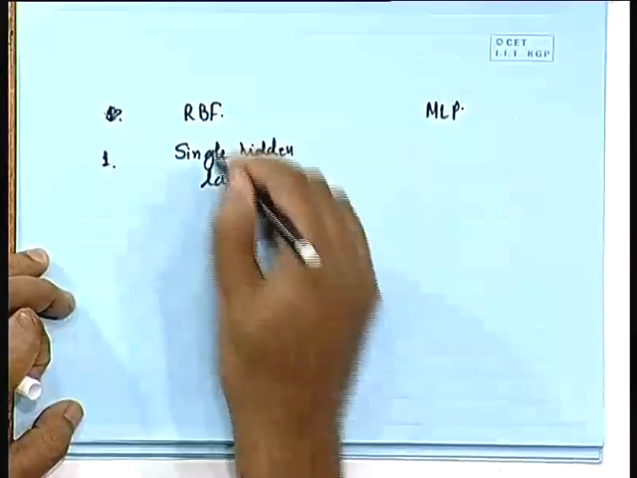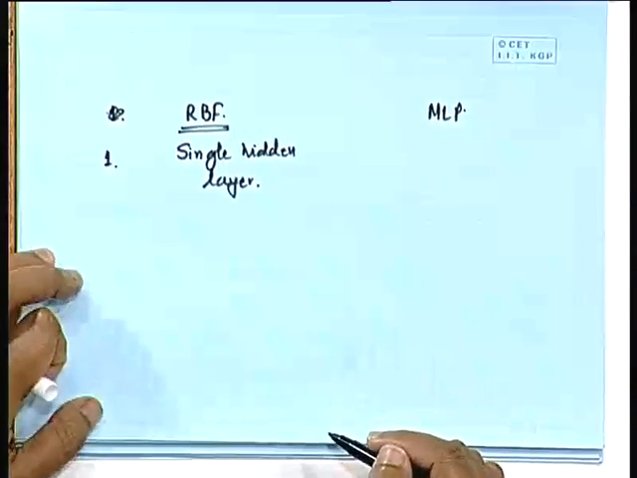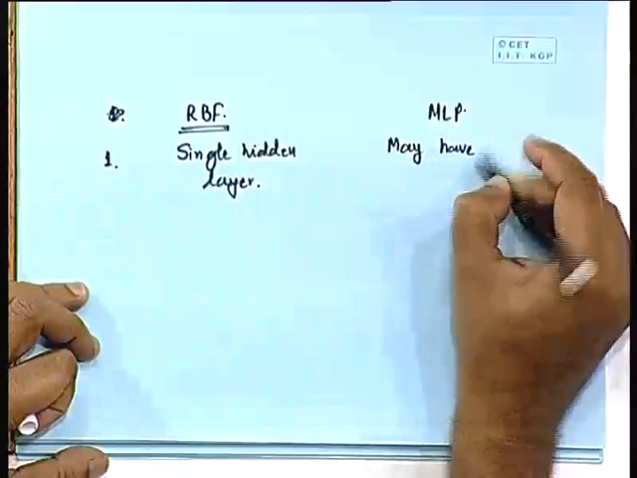Not that people haven't experimented with multi-layered RBF, but really speaking, multi-layered RBF doesn't serve much of a purpose, because it is possible to realize this mapping using a single layer only. The only thing is that you decide how many RBFs you use as the hidden layer, and what you choose as the centers. Those are some of the very crucial decisions. But in its basic form, a single hidden layer is good enough, whereas MLP may have more than one hidden layer.